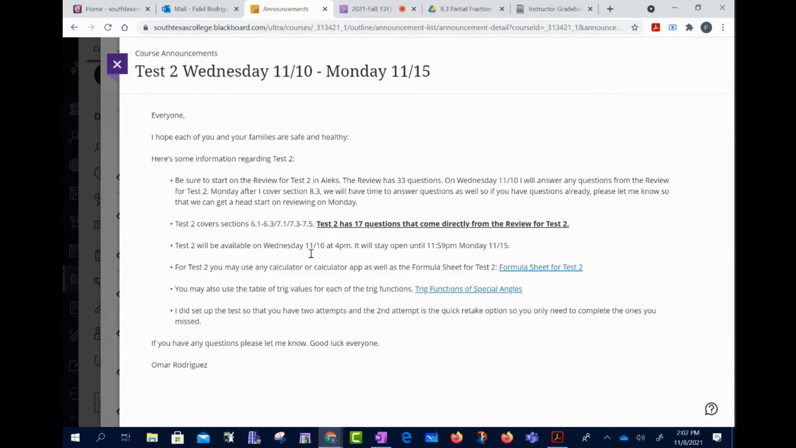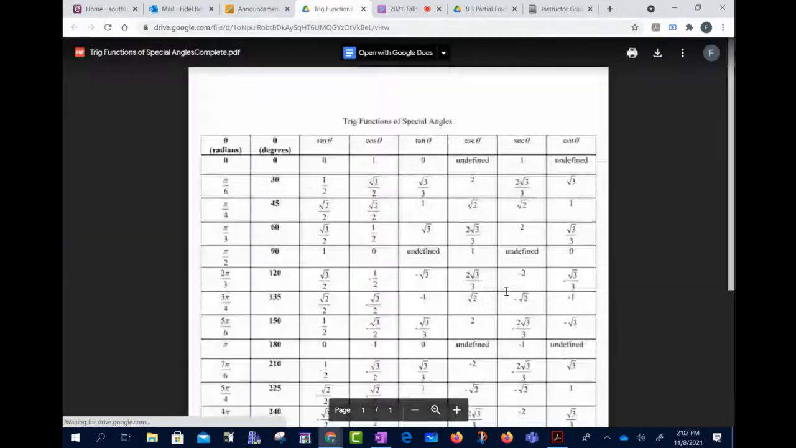So y'all, Wednesday, the test will start. I'll have it open as early as 4 o'clock, and it's going to stay open until Monday night, okay? You can use your calculator, or if you're using one of the calculator apps, that's fine. I did put the formula sheet for test 2 right here. Y'all, I did also include the trig function of special angles in case you're wondering which one that is. It is this one here, okay?